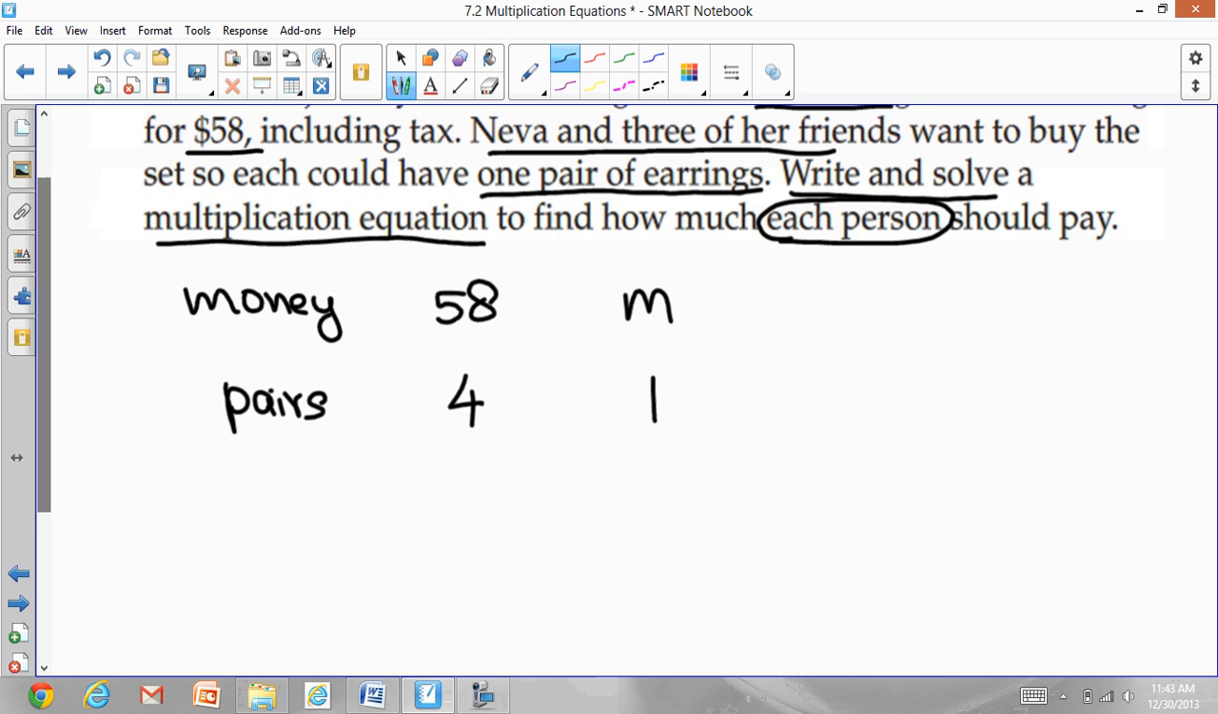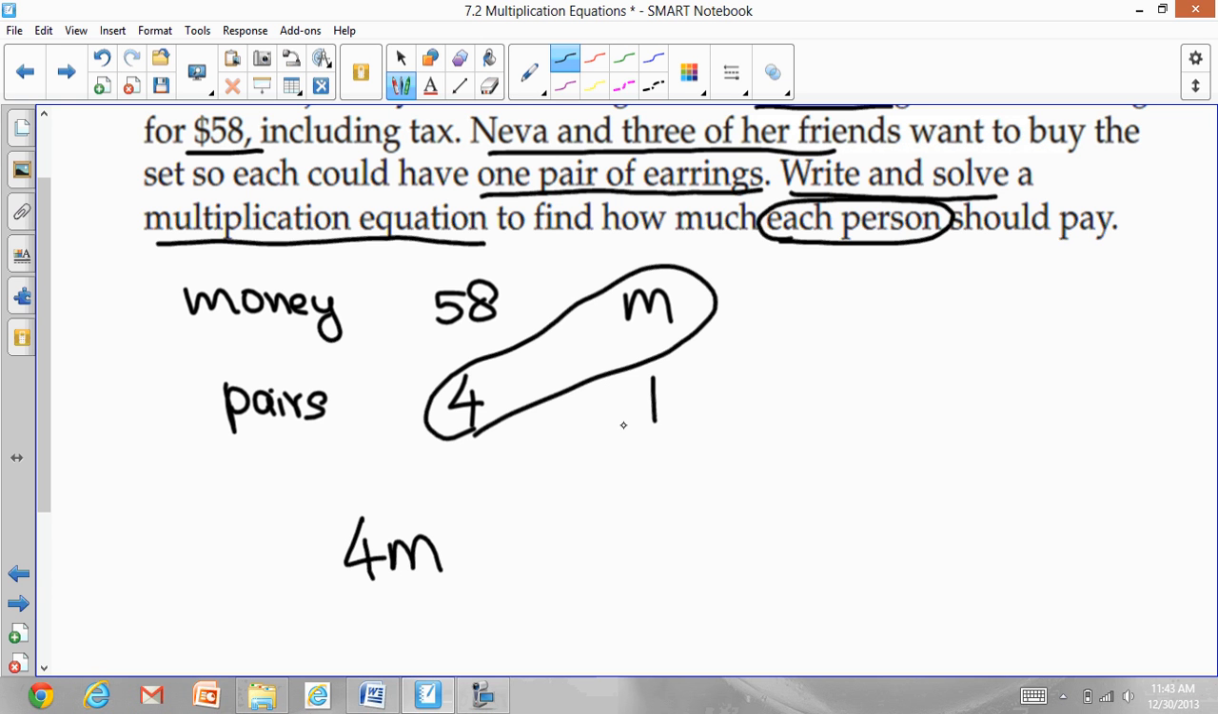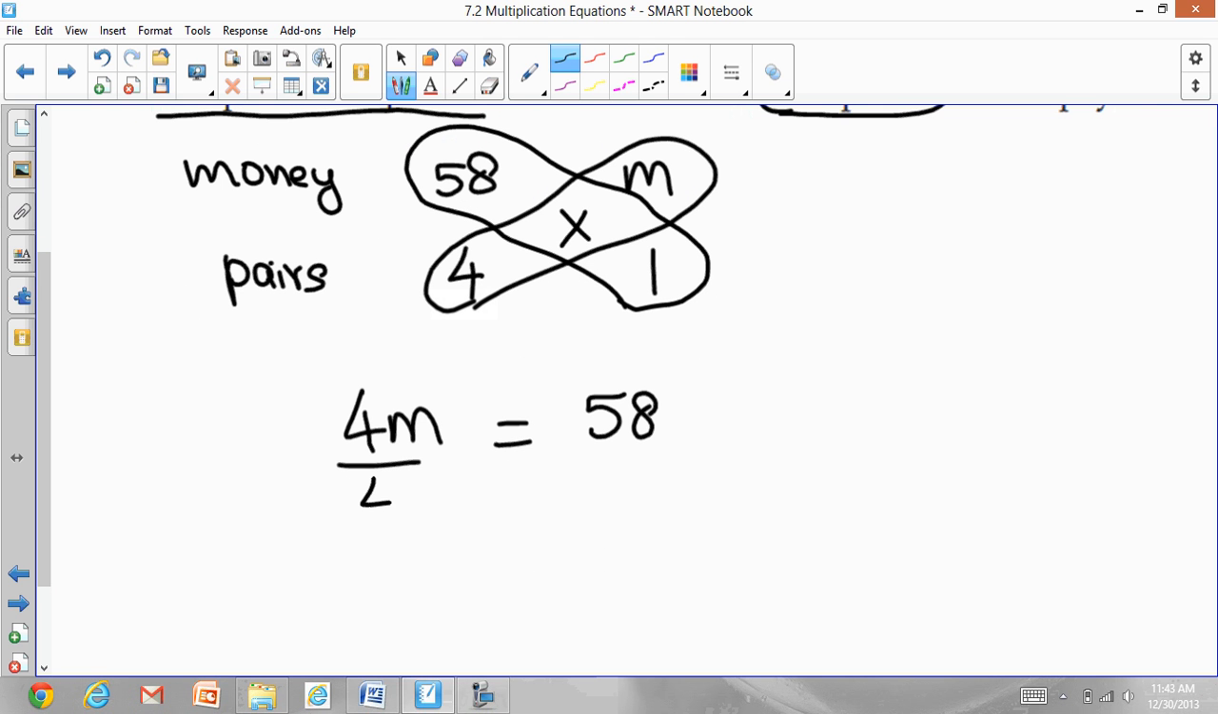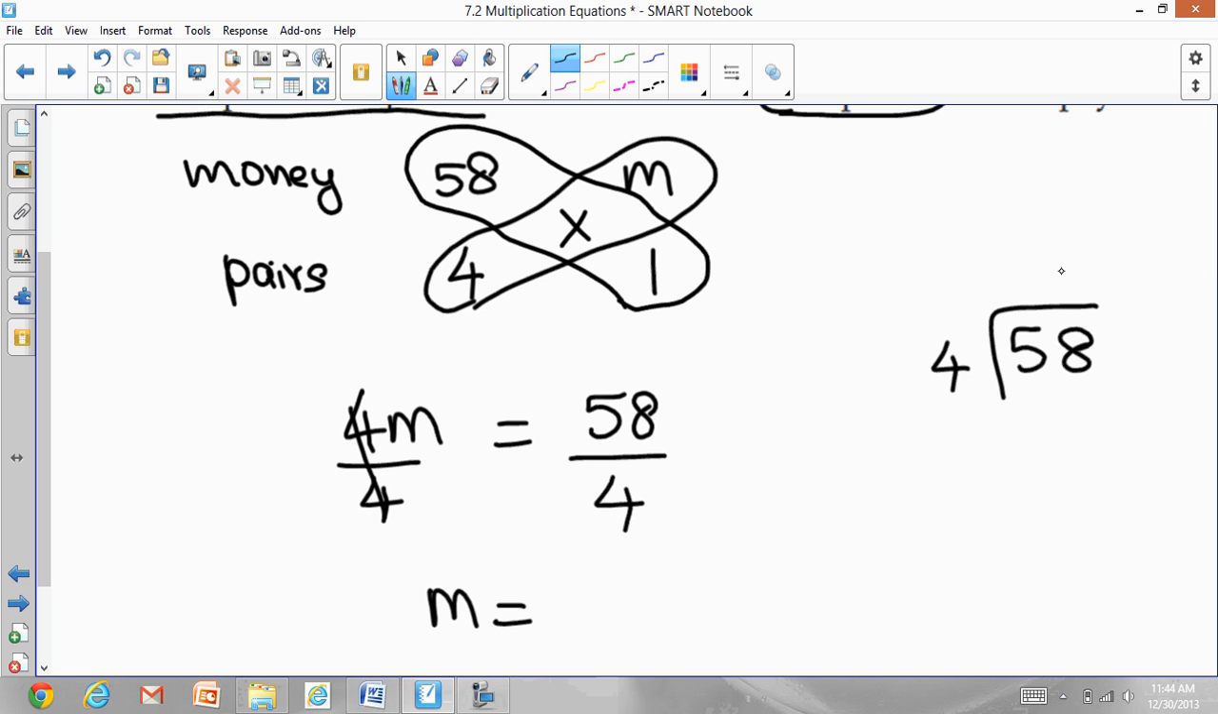So what you're going to do is once you're done setting it up, you cross over and multiply. So 4 multiplies M to give you 4M, and 1 multiplies 58 to give you 58, equal sign. 4 multiplies, the opposite is divide by 4 on this side and divide by 4 on this side. Cancel, M equals numerator 58 goes inside the shelter, denominator 4 staying outside.